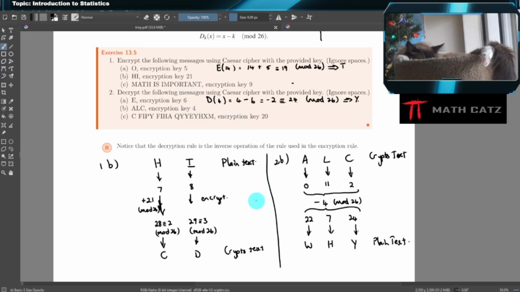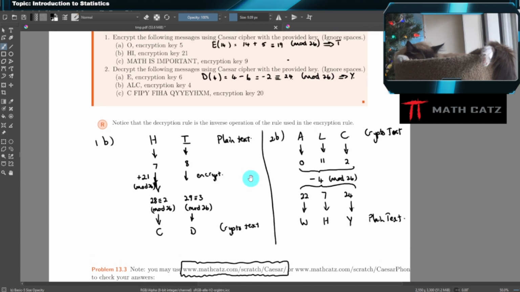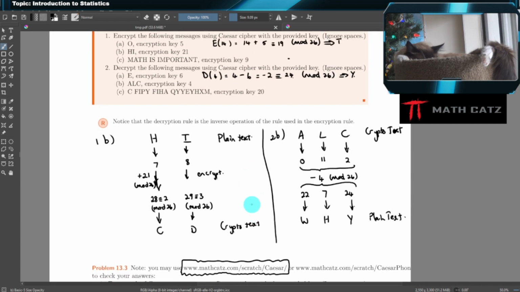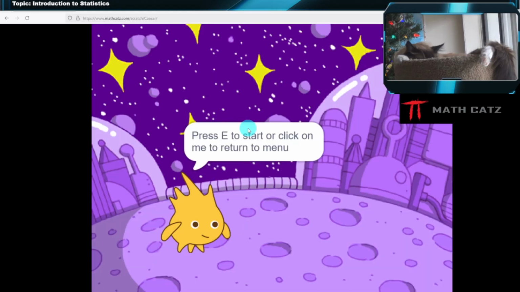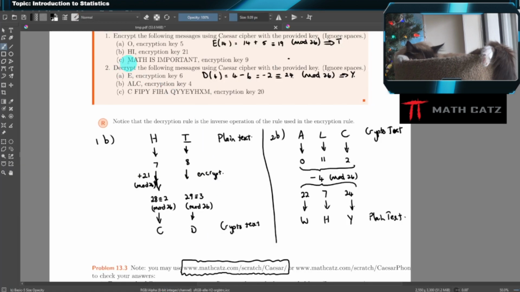So what I've done to streamline this, I wrote a little script in Scratch to demonstrate this, and it has nice colors in case you want to use it for kids as well. So let's have a look at that. It's just going to do the same thing we did by hand, but faster for many letters. So you have a little alien there, and the alien is going to encrypt our message. So let's just look at the message we want to send. Math is important.